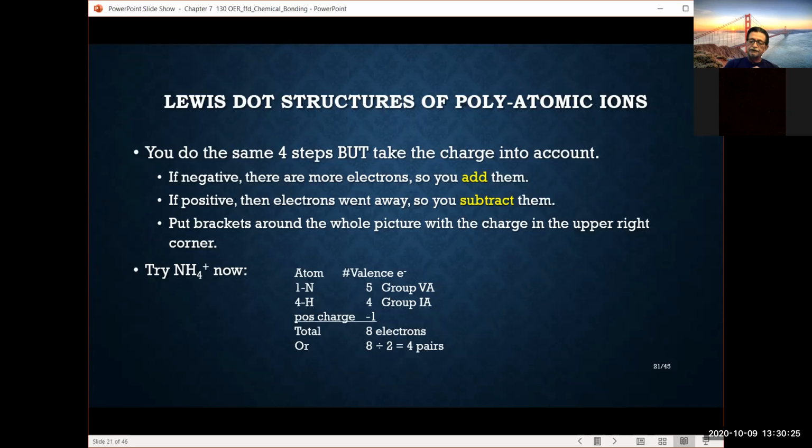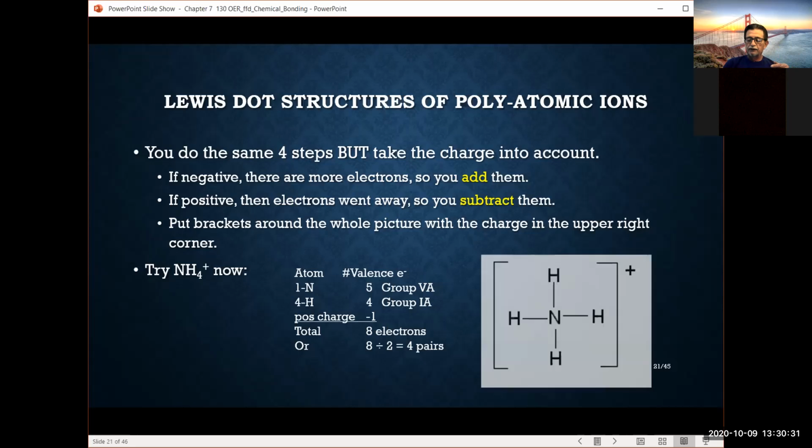The nitrogen is a central atom, and so we can very quickly put nitrogen and then bond the hydrogens around it, which is what we did. And we still have 4 pairs around the nitrogen.